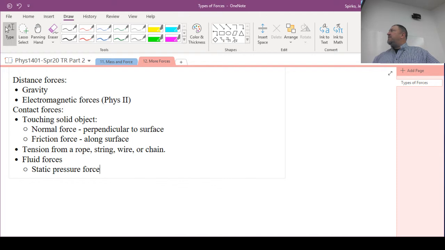And this is the force that allows airplanes to fly. There is more pressure on the bottom of the wing of an airplane than there is on the top. So there's more upward force than downward force, and that provides the lift to allow planes to fly. And the reasons for that pressure difference are various and more complicated than we want to get into.